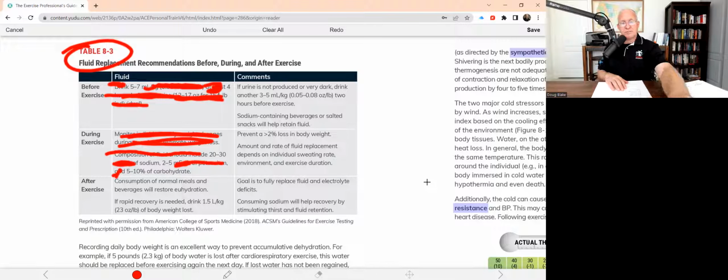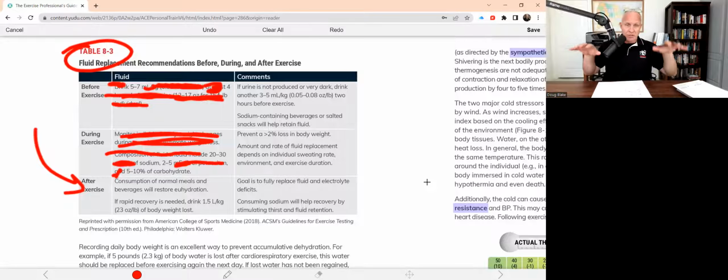After exercise, consumption of normal meals and beverages will restore euhydration. Remember what euhydration was, right? That's the balanced state: your amount of fluid loss equals the amount of fluid you're taking in. That's called euhydration. If rapid recovery is needed, now you can do 1.5 liters per kilogram of body weight loss. 1.5 for weight lost. And I've got that column.